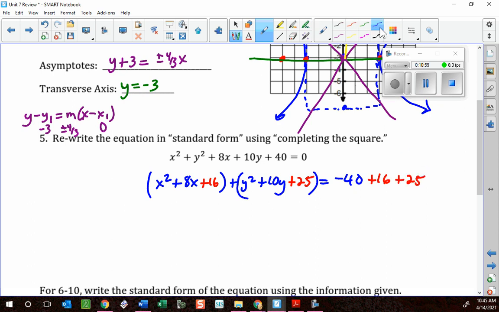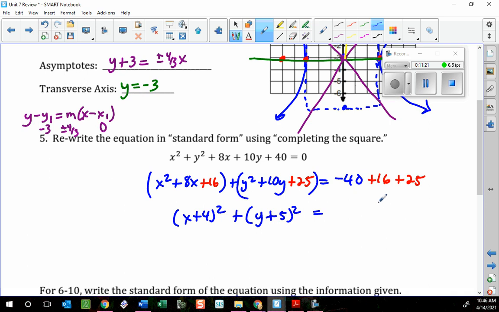All right, so let's just clean this up. This is x plus 4 squared, because I squared 4 to get 16. And then over here, y plus 5 squared, because I squared 5 to get 25, and then it's plus because 10y is positive, and also 8x is positive, that's why it's positive here. So equals, on the other side, we end up getting, let's see, we get a 1.